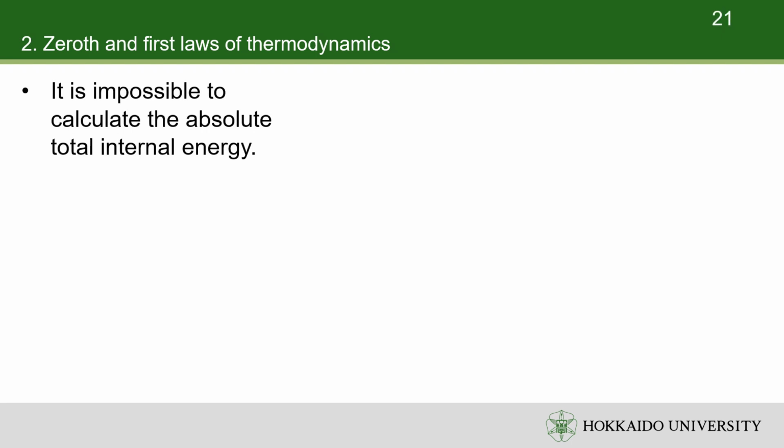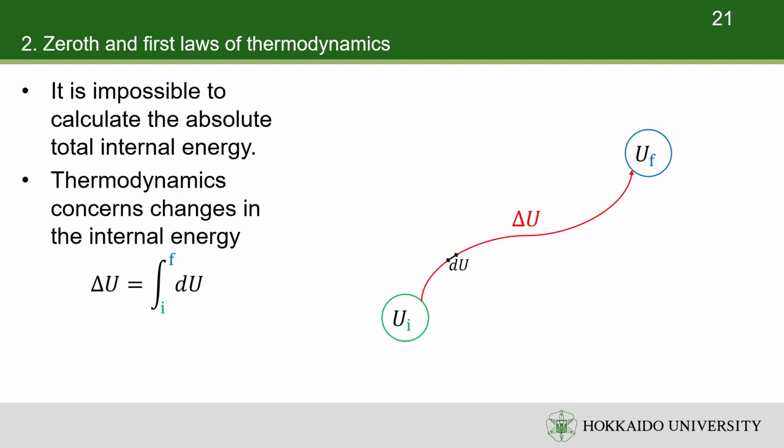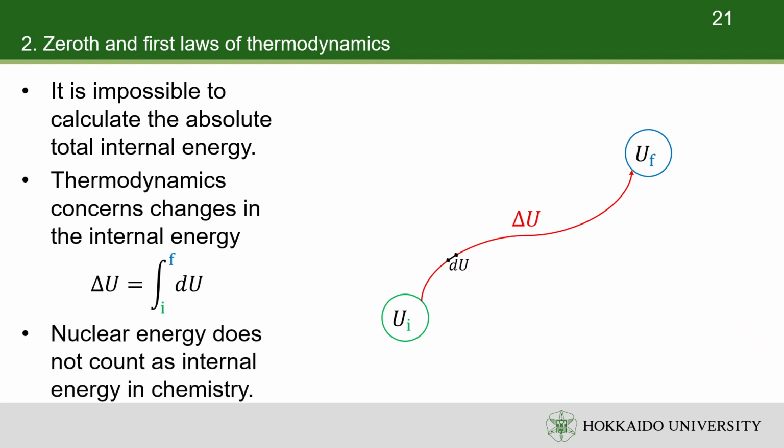In most systems under consideration, especially in thermodynamics, it is impossible to calculate the total internal energy. Thermodynamics concerns changes in the internal energy, not its absolute value. For example, nuclear reactions are not involved in the chemistry context. So, nuclear energy does not count as internal energy in chemistry because it does not change in any chemical process.